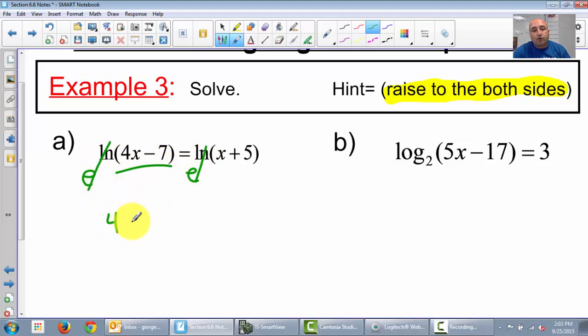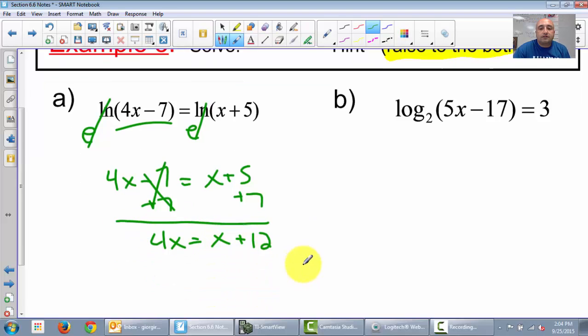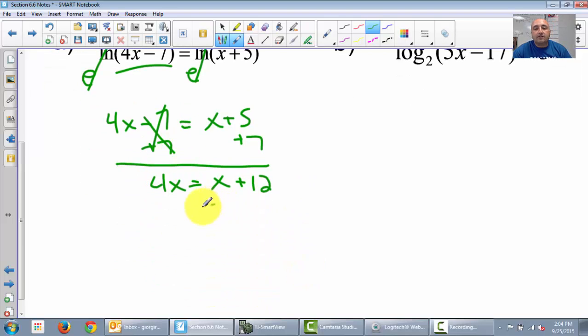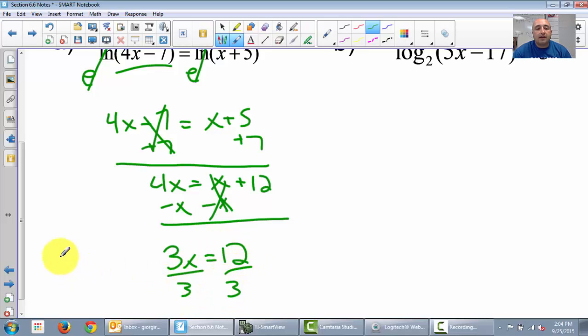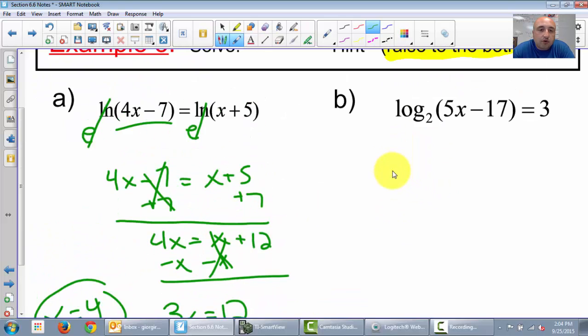I'm now left with 4x minus 7 equals x plus 5. And now I can solve this. So let's add 7. So 4x equals x plus 12. Now I can get the x over there, so subtract x. So 4x take away 1x is 3x equals 12. Divide by 3, x is equal to 4. 12 divided by 3. Very simple, not a hard problem.